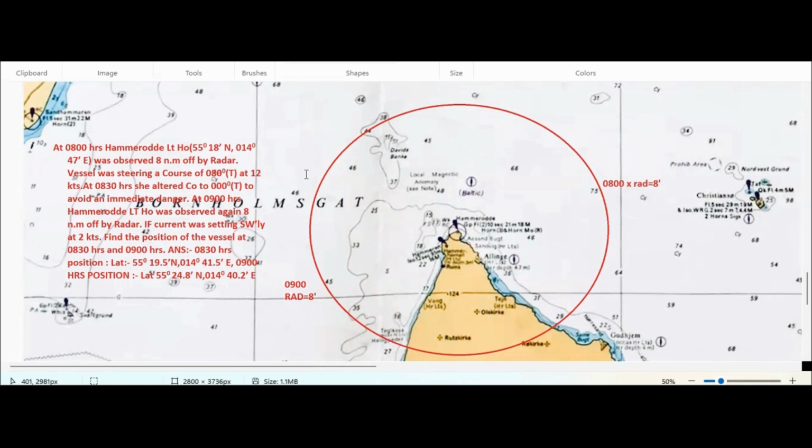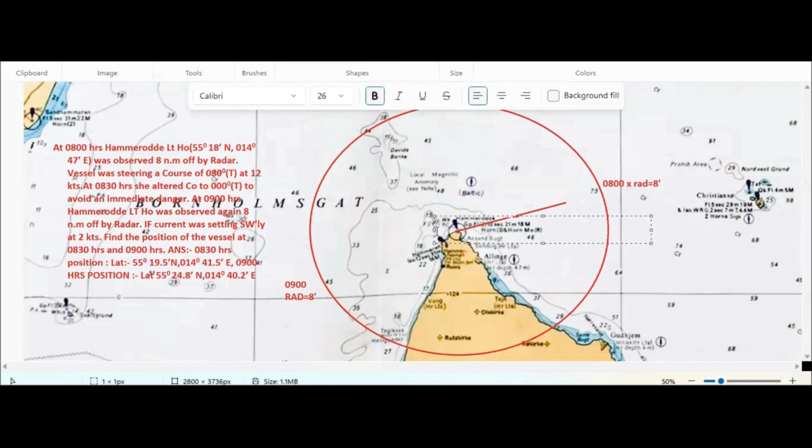First the course is 080. You will be applying the course 080 here and drawing the 080. And the speed is 12 knots. At 0830 the vessel altered course, that means half an hour, 8 to 8:30, 080 into 6 miles. We start with the point A. Then A to B is your 080 into 6 miles, half an hour, because after half an hour the vessel altered the course.